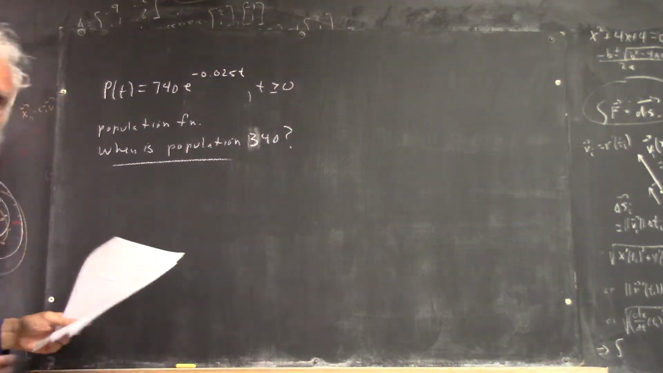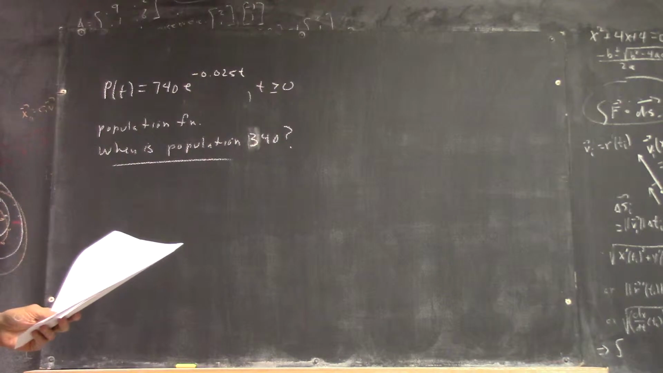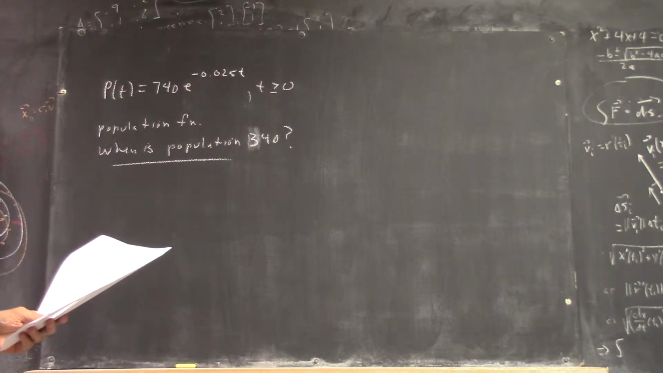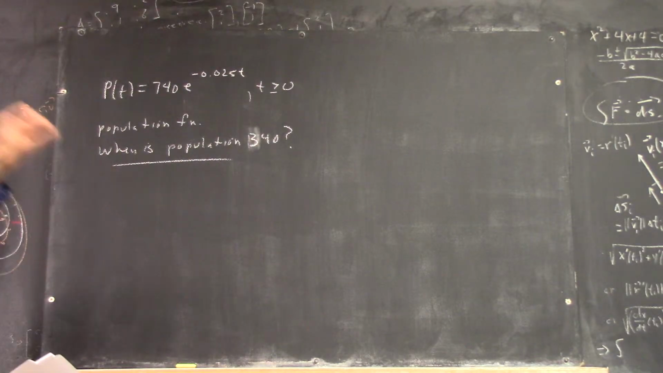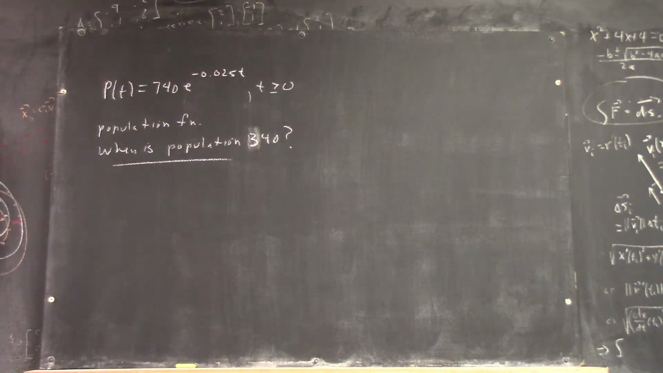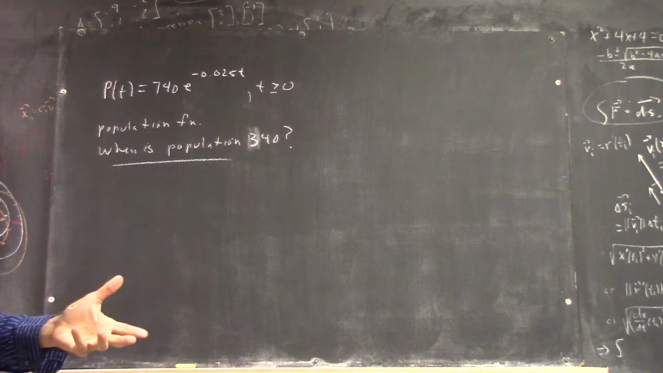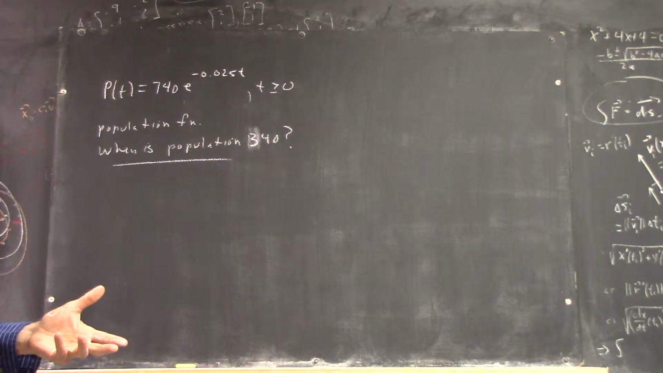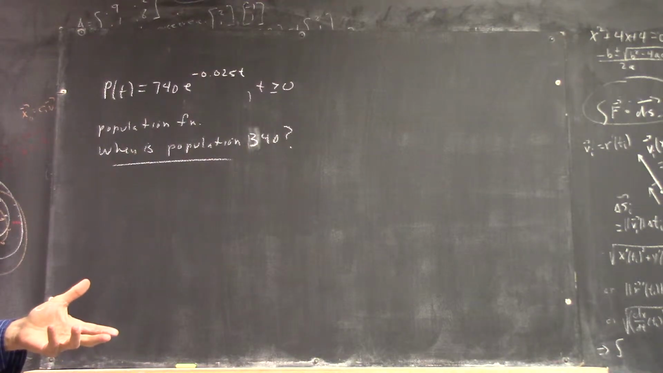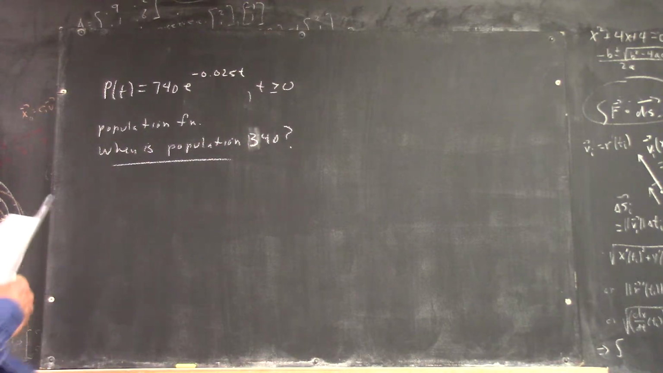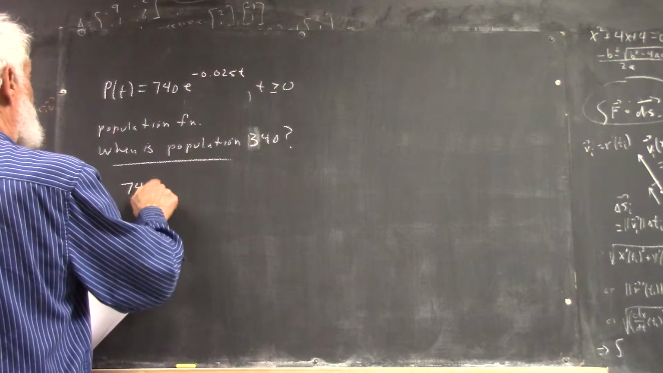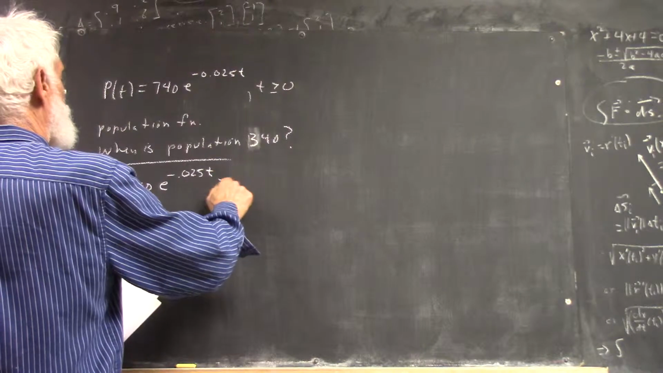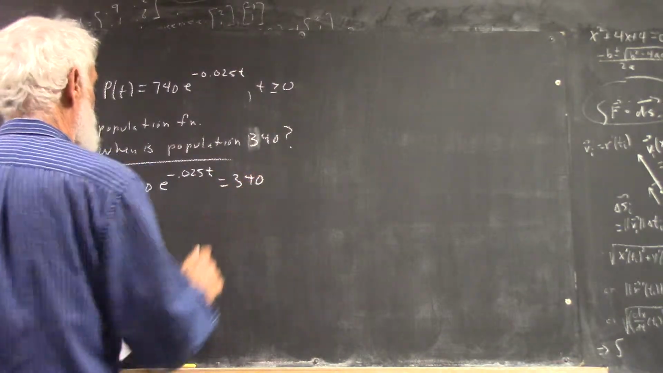Well, what do? Somebody tell me. Okay. This is the population, and this needs to be 340. Everybody knows, nobody wants to say. You write down 740 e to the negative 0.025 t equals 340, and you solve for t.